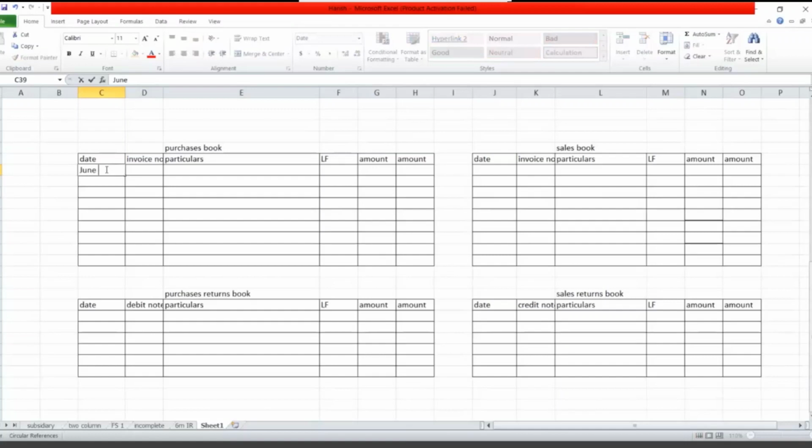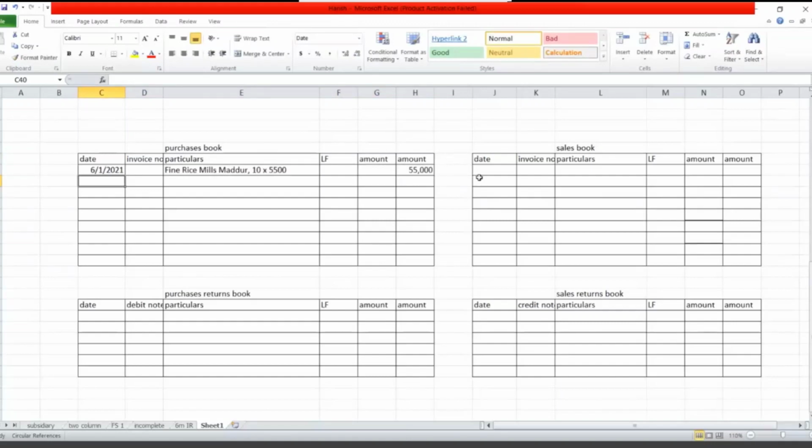On June 1st, they purchased something, right? So enter it in the purchase book. What is the name? Fine Rice Mills. What is the place? Madur. 5,500 per bag. Total how many bags? 10 bags. 10 into 5,500, how much will you get? 55,000.